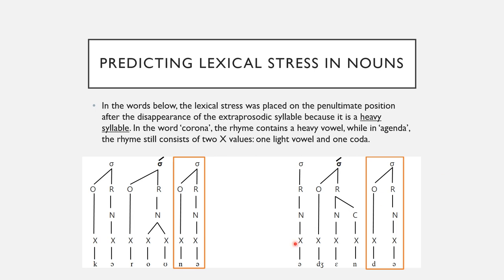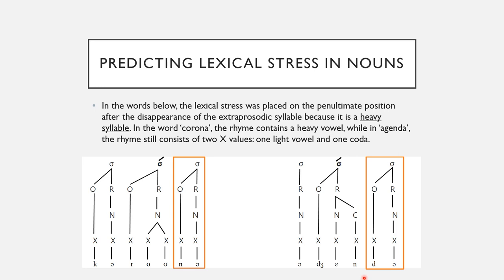In addition, in a three-syllable word where the syllable in the penultimate position contains a heavy vowel, the heavy syllable also carries the lexical stress. In these words below, the lexical stress was placed on the penultimate position after the disappearance of the extra prosodic syllable because it is still a heavy syllable. In the word corona, the rhyme, as you can see here, contains a heavy vowel because it has the diphthong O, while in agenda, the rhyme still contains two X values, one vowel and one coda.